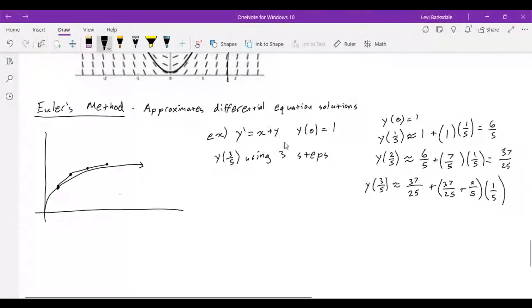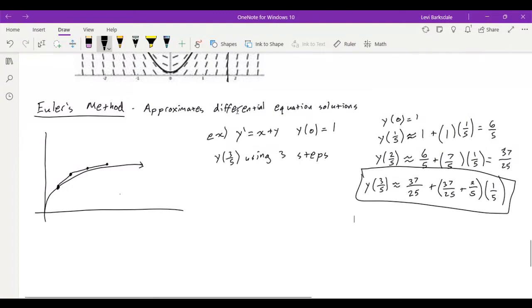So as I was saying, I made a slight mistake here. My slope should have been the previous y value plus the previous x value. In this case, 37 over 25 plus 2/5, not 6/5. But this would be our final answer for our slope.